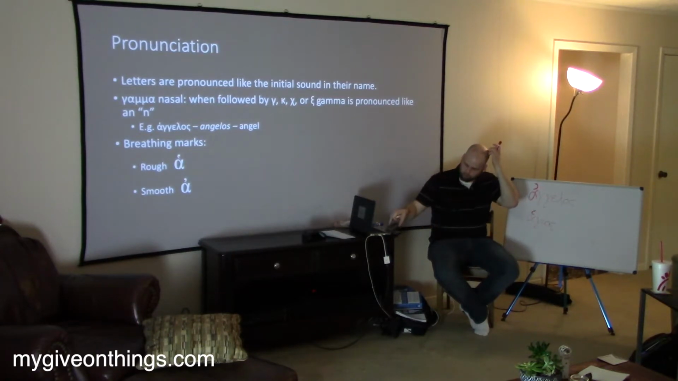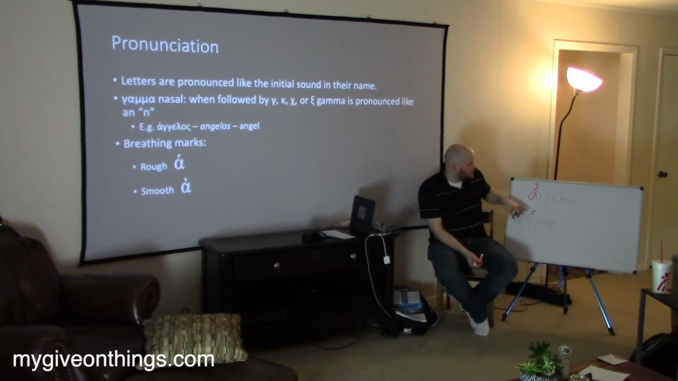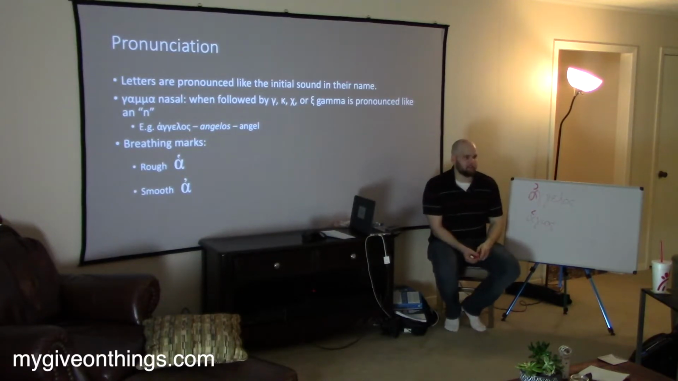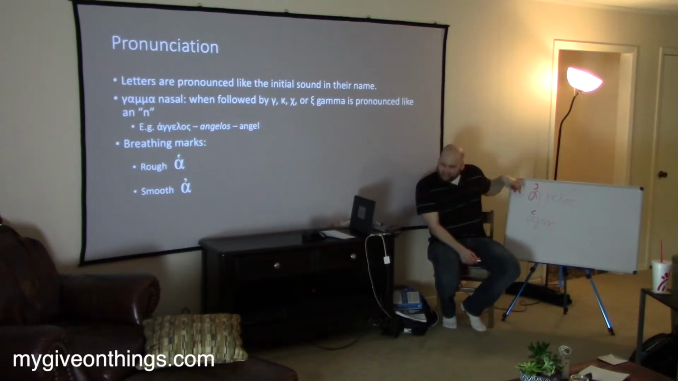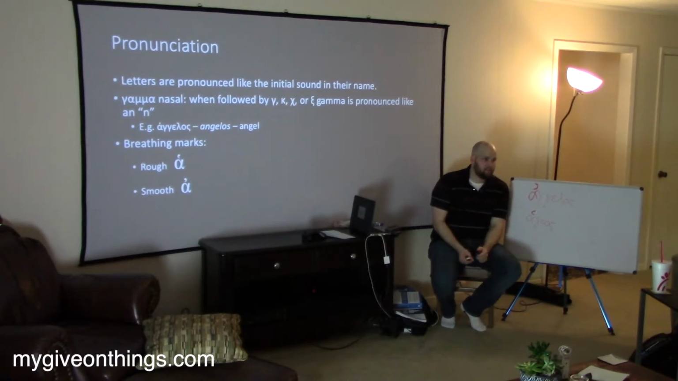So smooth is a backward C and rough is a C. Yes, exactly. The way I remembered is that the C makes a sound, and so that tells you to put an H on it. When you're looking at a C, it makes an H. That's the only way I remember. Whenever you see a rough one, you put an H. Whenever you see a smooth one, you just read it like it's not there.